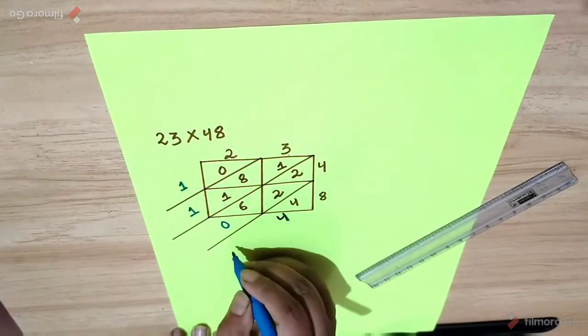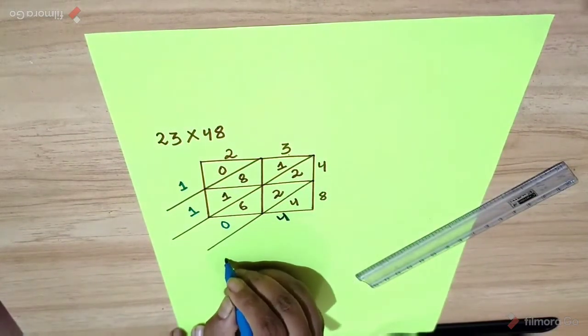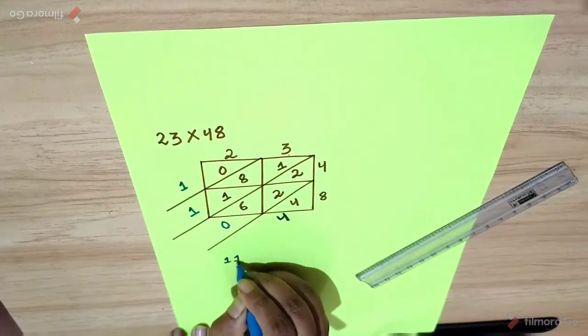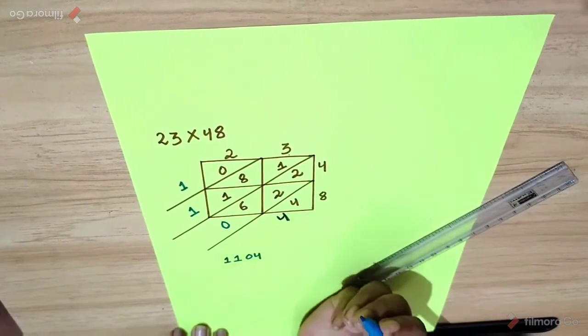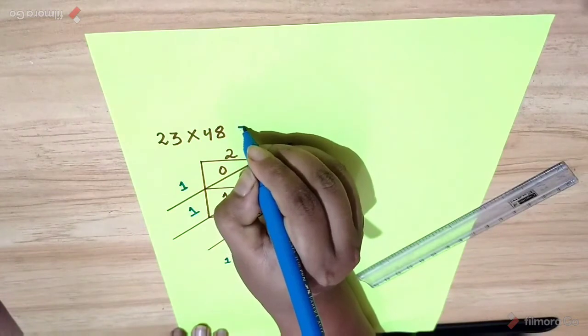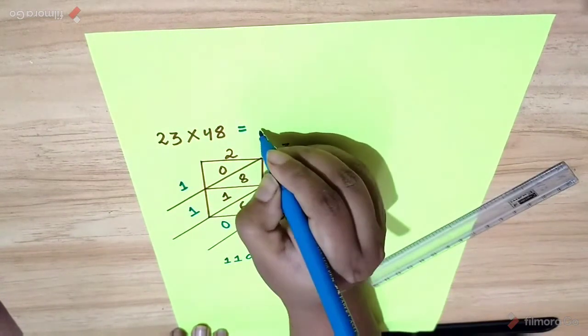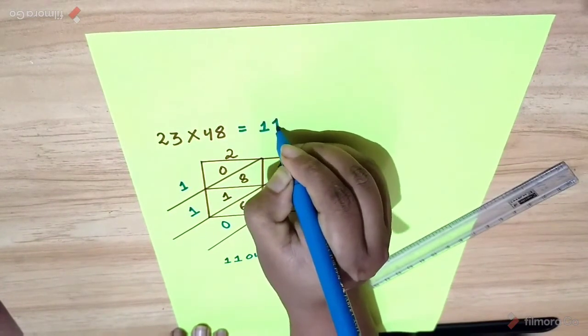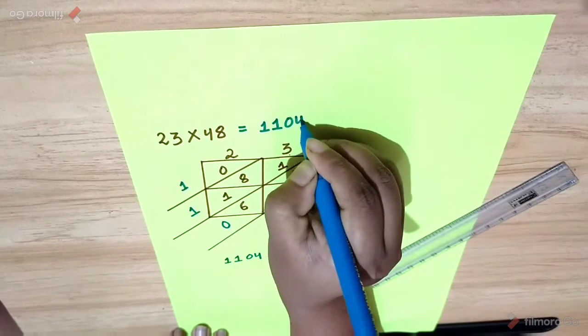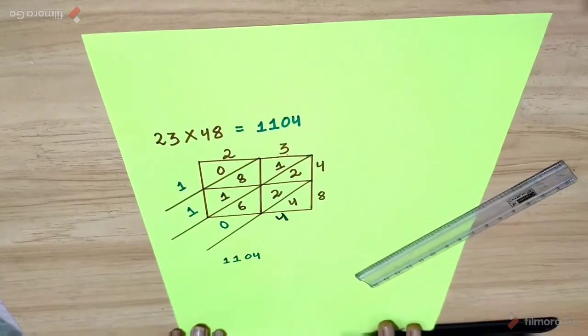So here we have got 1104. So 23 into 48 is 1104.